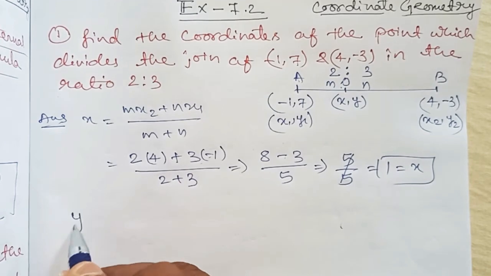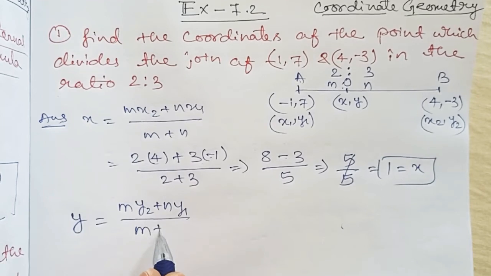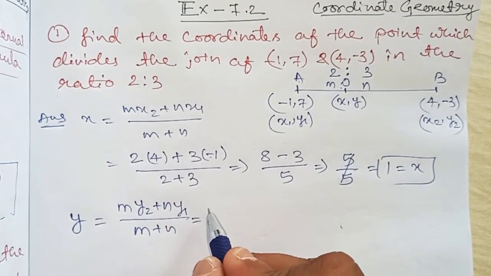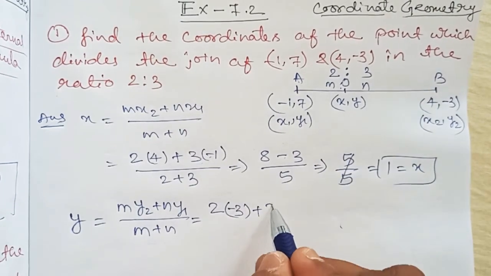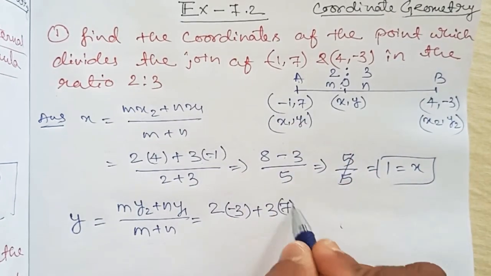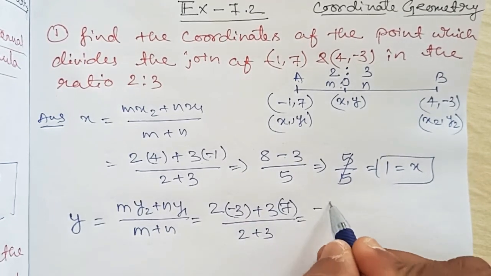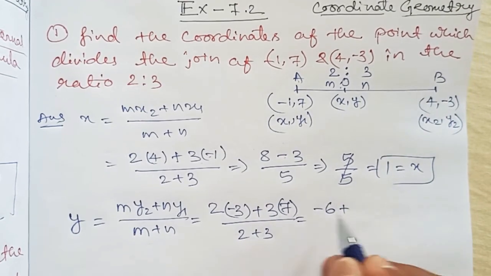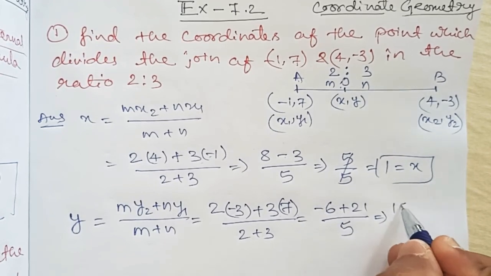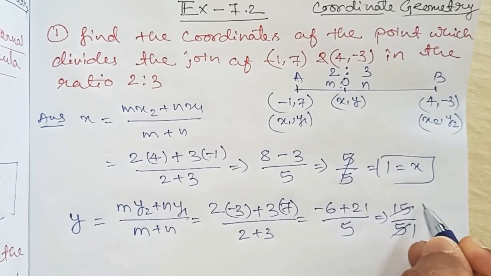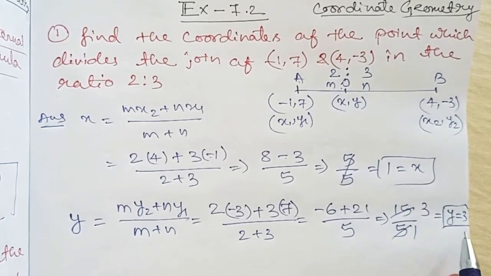Now for y equals my2 plus ny1 by m plus n. How much is m? m is 2, y2 is -3, plus n is 3, y1 is 7, divided by 2 plus 3. 2 times minus 3 is minus 6, plus 3 7s are 21, divided by 5. 21 minus 6 is 15, divided by 5. 5 3s are 15. So the value of y equals 3.